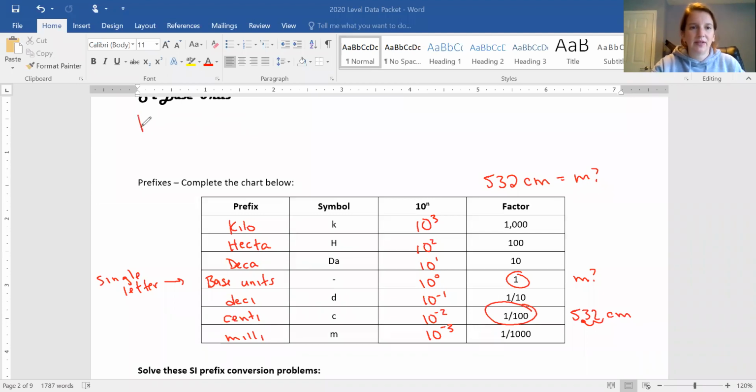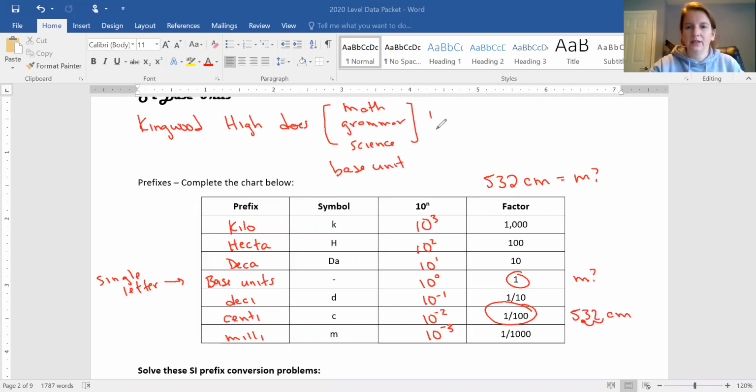So we have Kingwood High does, and right here, this could change. This could be math, grammar, science. This is our base unit. And then we have during class Mondays. So if we write this as a sentence instead of this vertical chart here, this sentence tells us which way to move our decimal point.